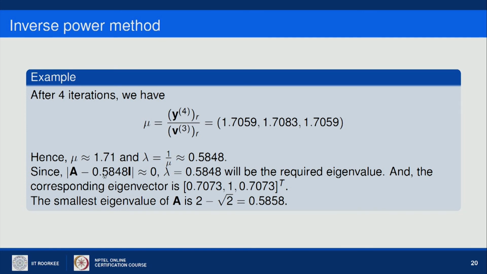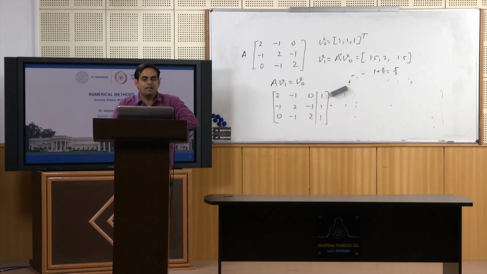Since A minus 0.5848 I will be 0, so here lambda equals to 0.5848 will be the required eigenvalue, that is the smallest eigenvalue, and the corresponding eigenvector is 0.7071 1 0.7071. The smallest eigenvalue of A will be 2 minus root 2, that is 0.5858. That is again true, which is as we have computed numerically. So, in this lecture we have learned the two variants of power method, that is the shifted inverse power method and inverse power method, for finding the eigenvalues other than dominant for a given matrix.